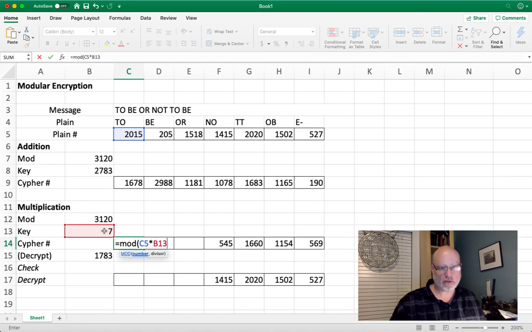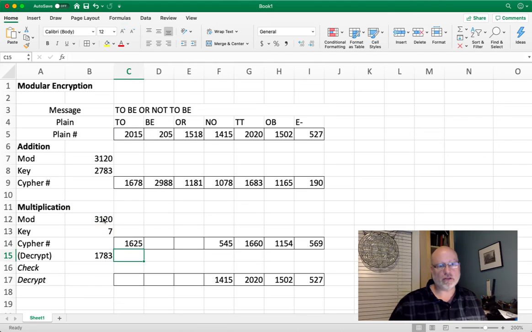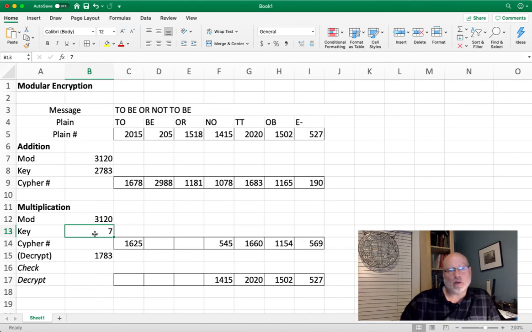Whoops, I closed the parentheses too soon, and I need to put the mod. Okay, now you'll notice that the key I picked is a much smaller value this time, because when I multiply, the numbers are going to get pretty big fairly quickly, so I don't have to pick a really huge number. It's going to start cycling through, even with a relatively small key.